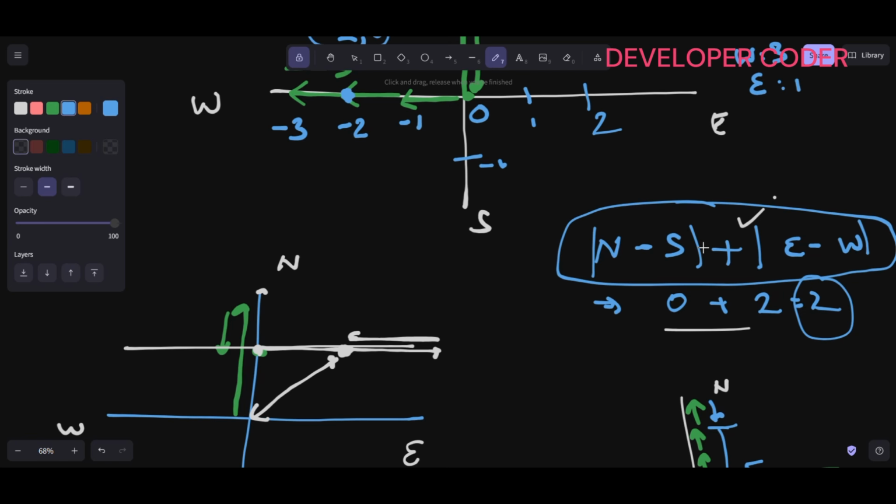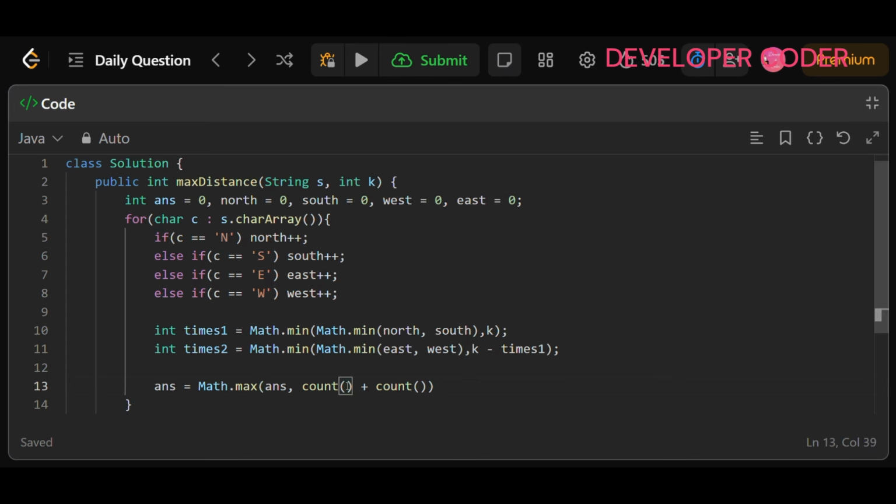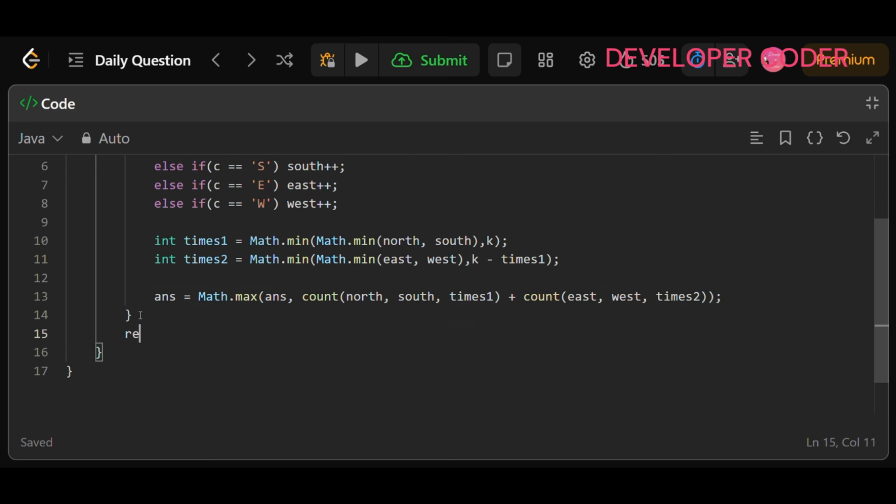So what you need to do here in this count is pass values. Let's suppose I'm calling one method count. In this I'm going to pass the north and south values, what is the value of north, what is the value of south, and the times 1 value. We are just going to change north and south based on this times 1. And the same way in this count also I'm going to pass east, west, and times 2 value. So this answer is going to keep track of the max value, and from here I'm going to return the answer. All right, this is done.